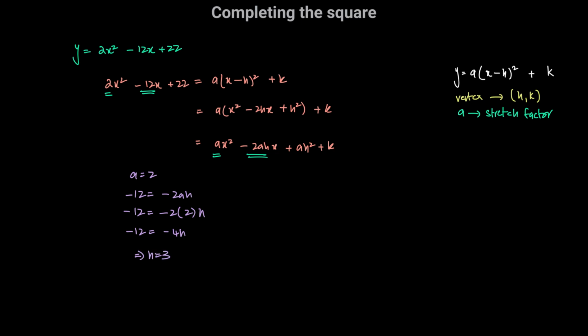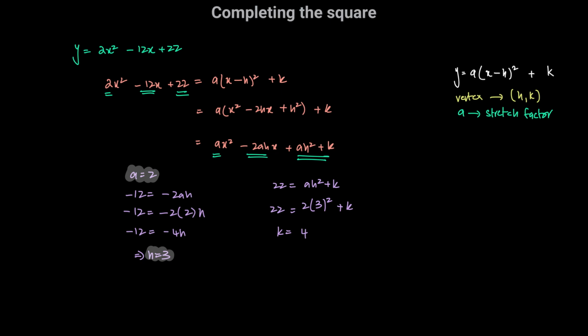So now we found the values of a and h. The last thing we see is that on the left hand side, the constant term is equal to 22, and on the right hand side, the constant term is equal to ah squared plus k. So we can say that 22 is equal to ah squared plus k. We already have the value for a, which is simply 2, and h is simply 3. So we have 2 times 3 squared plus k, and this is equal to 22. So k is equal to 22 minus 18, which is equal to 4.